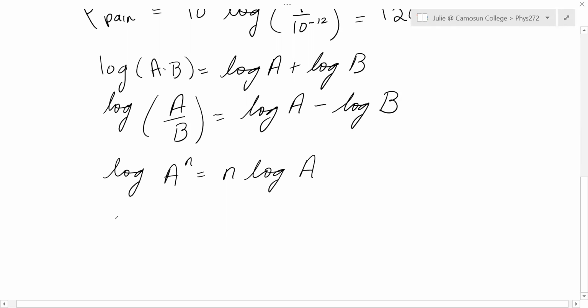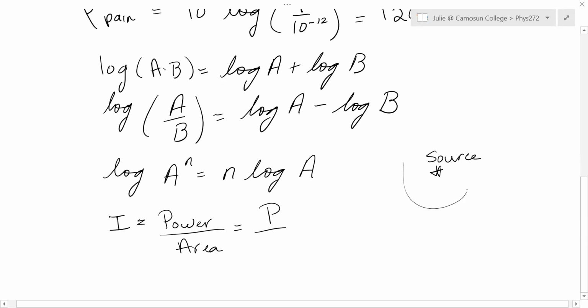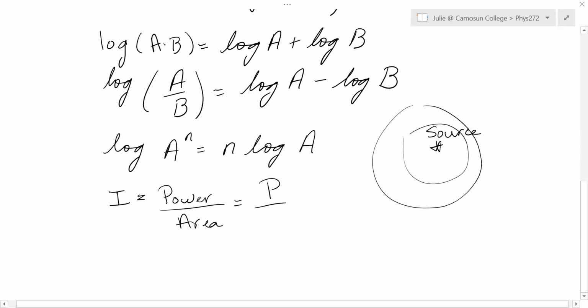Something else you need to know, remember that the intensity of a sound wave is equal to its power over area. And so in this case, we'll use capital P for power. Now the area, you're going to assume that our sources of sound spread out, the sound spreads out in spherical areas. And so this area is 4 pi r squared, where r is the distance out to the sphere. And so that might be R1, this might be R2.